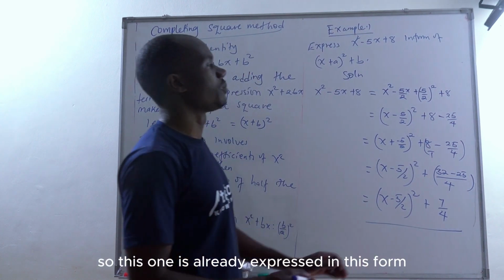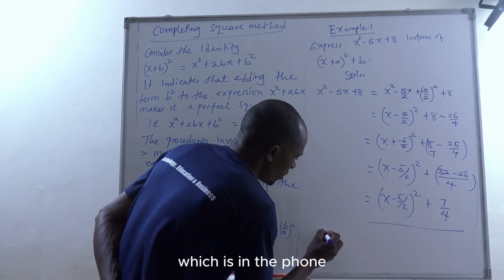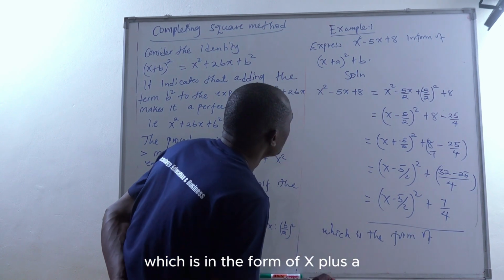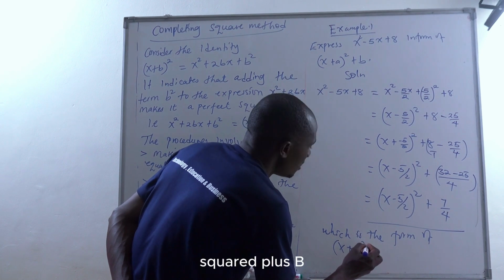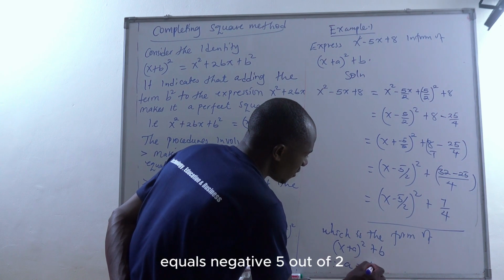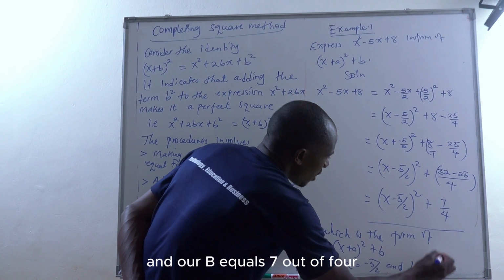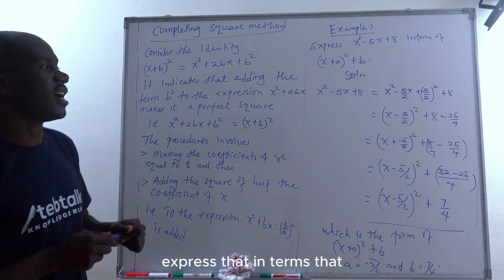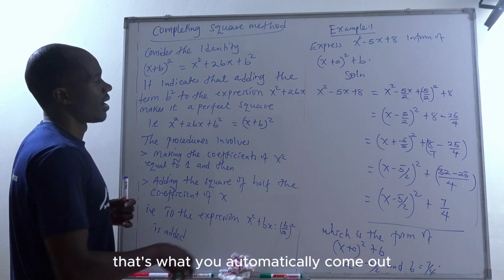So this one is already expressed in the form which they want. I can even say it is in the form of (x plus a) squared plus b. So when you compare, it means a equals negative 5 out of 2 and b equals 7 out of 4. That's what happens. If they say express it in terms of that, that's what will automatically come out.